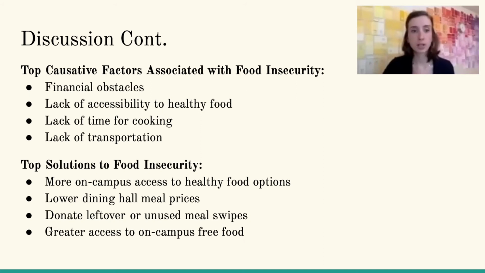Our fourth research question surrounding the potential solutions to food insecurity that would be the most successful for this population were also informed by our results. The top solutions that students proposed to target food insecurity were more on-campus access to healthy food options, lower dining hall meal prices, the ability to donate leftover or unused dining hall meal swipes, and greater access to on-campus free food. These results show that there are realistic strategies to target food insecurity among this population. However, these solutions would require the college to revise policies surrounding the dining hall and other means of obtaining on-campus food.